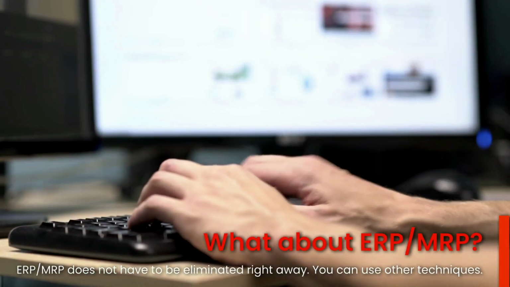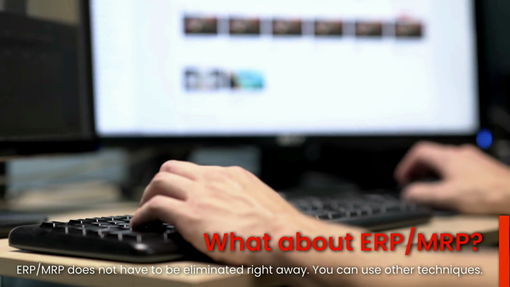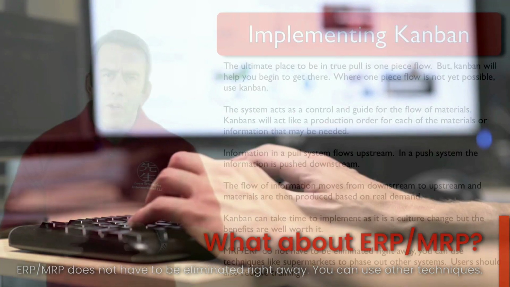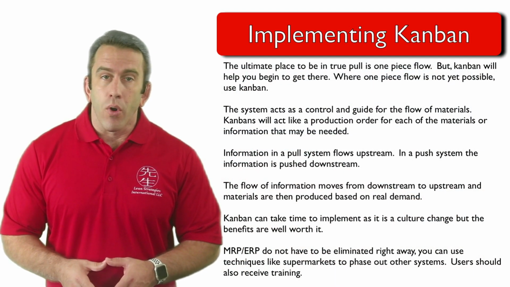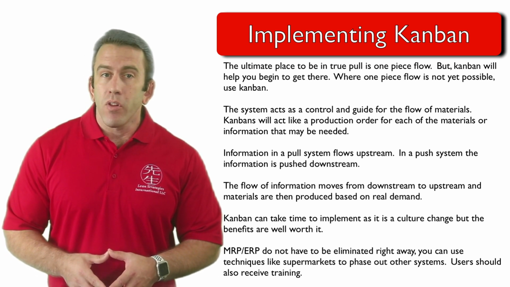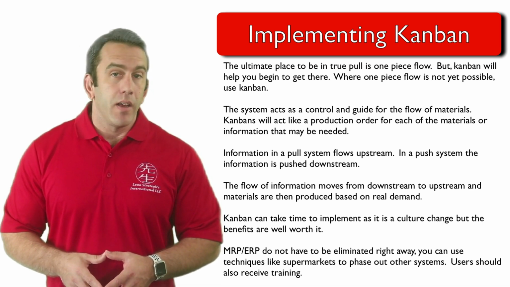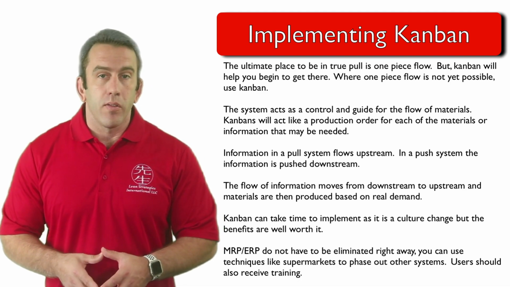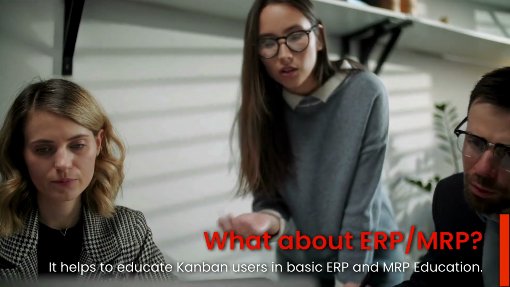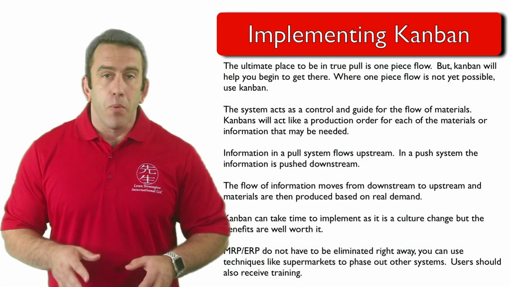Keep in mind that if you are using an MRP or ERP system, there are some techniques that you can use so that these valuable systems are not phased out immediately. What you are trying to do is lower inventory to absolutely only what is necessary. And when switching from systems like ERP or MRP, this may require techniques like supermarkets in between your process steps. It may also help for users to become educated and have a basic understanding of ERP and MRP so that they can phase it out appropriately.